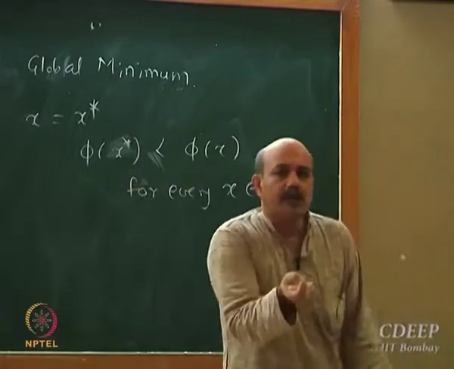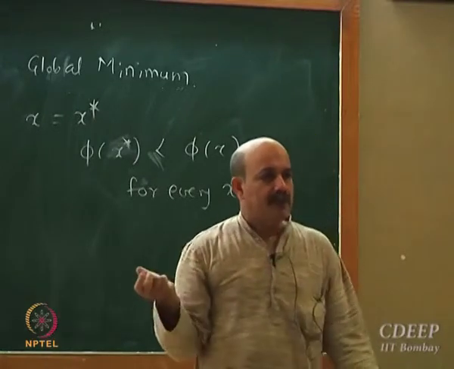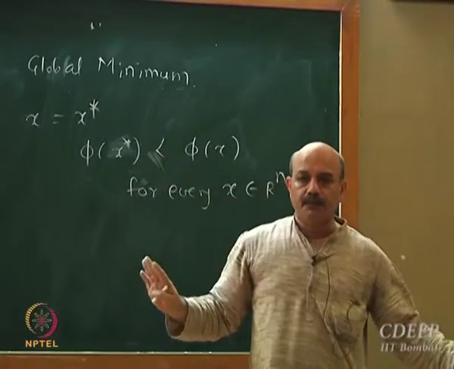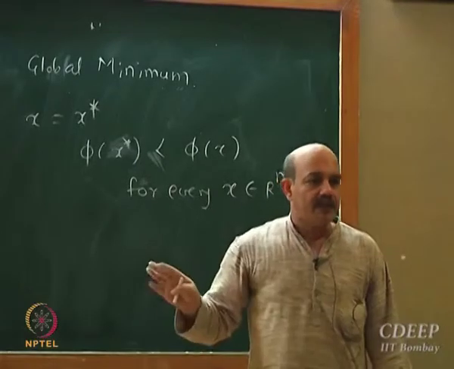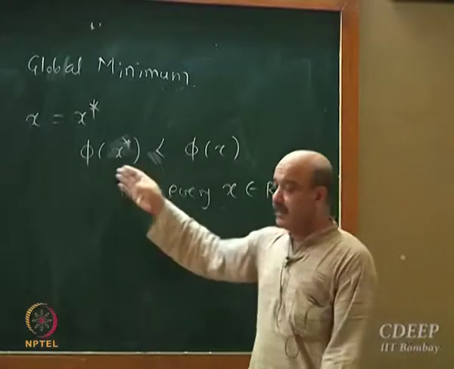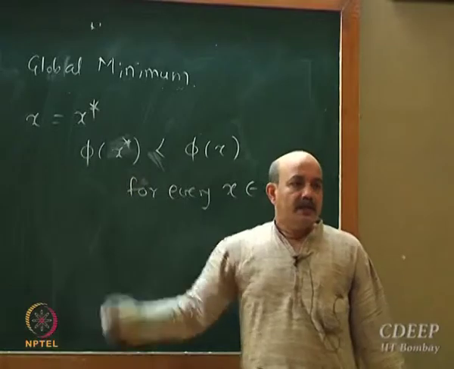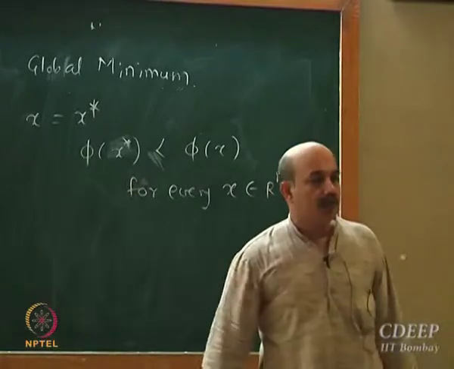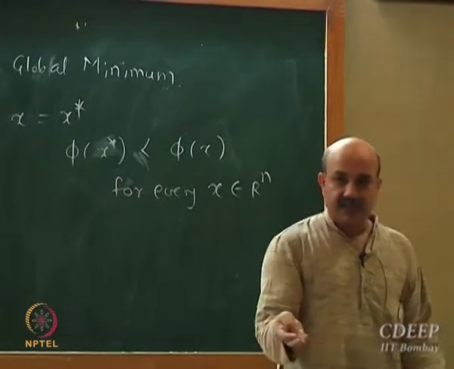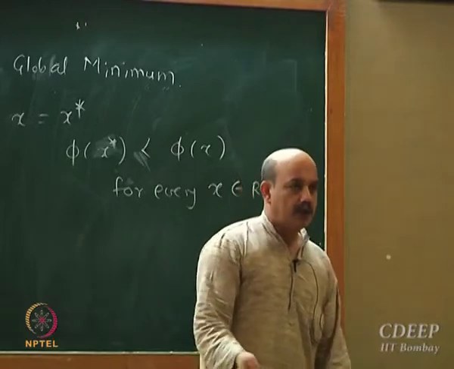So what is the global minimum for a, b, c? There is some special value of a, b, c for which this particular objective function will assume the minimum value. There is no other value of a, b, c for which you will get a smaller sum of the square of errors. If that exists and you can reach it, then that is called a global minimum. Now, when you do optimization, you may not be able to reach a global minimum. It may happen that you start a search and go to a local minimum.